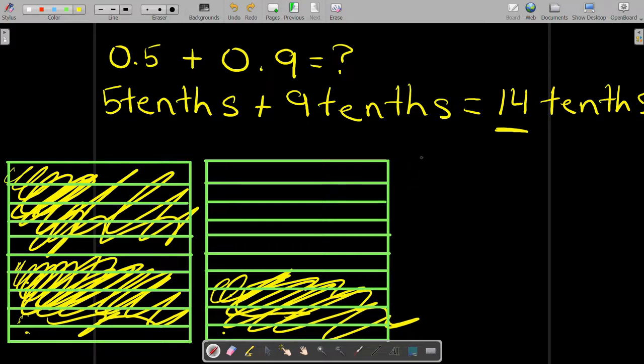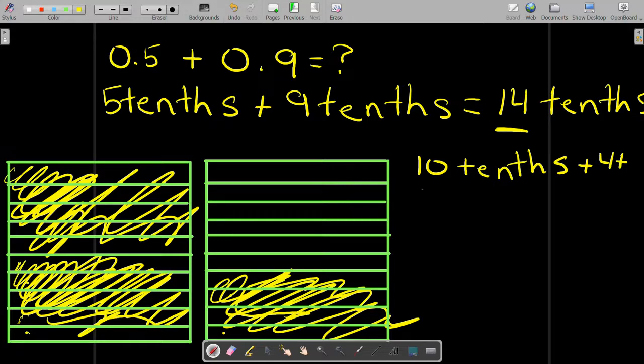Well, we know that each tenth has 10 tenths, 10 tenths, 10 tenths, and 4/10. So this is basically 10 tenths plus 4/10.